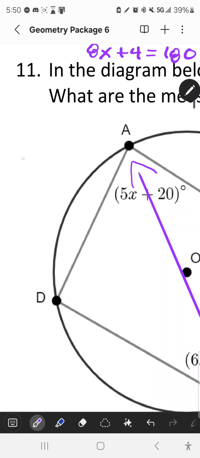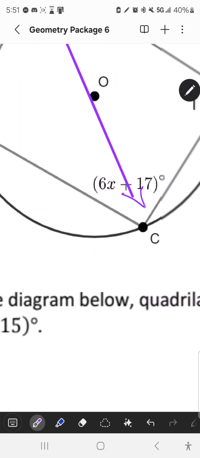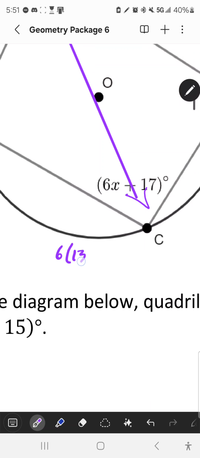So here we have 5 times 13 plus 20. Sorry, 5 times 13 is 65 plus 20, what is going to be equal to B? 65 plus 20 is 85. So 85 equals B. And now for C, I can say 6 times 13 plus 17.